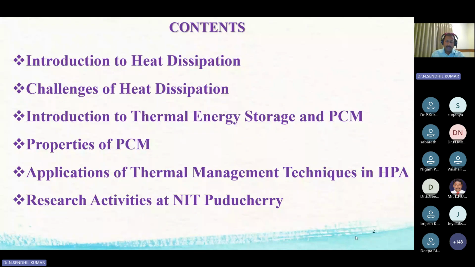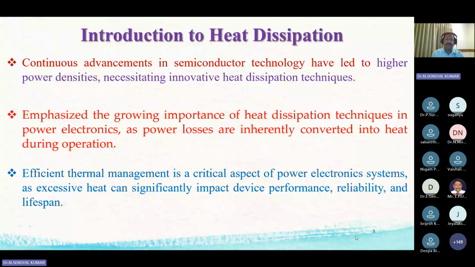And finally, I'm going to give the applications of thermal management techniques in high power applications. That is the thing, so I'm going to use 1 or 2 slides to show how this thermal management will be helpful to you. And finally, I'm going to discuss the research activities at NIT Puducherry. So these are the main agenda of this presentation. We go. So first, let us see why heat dissipation is required.